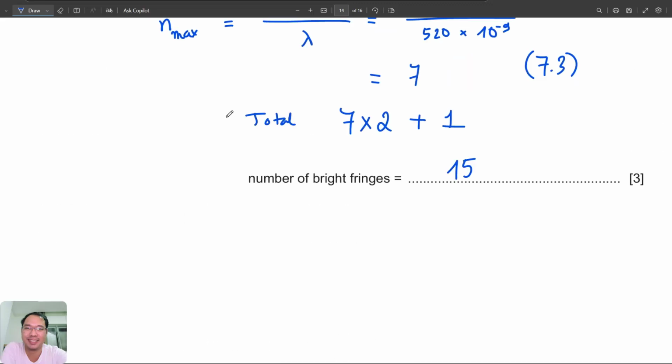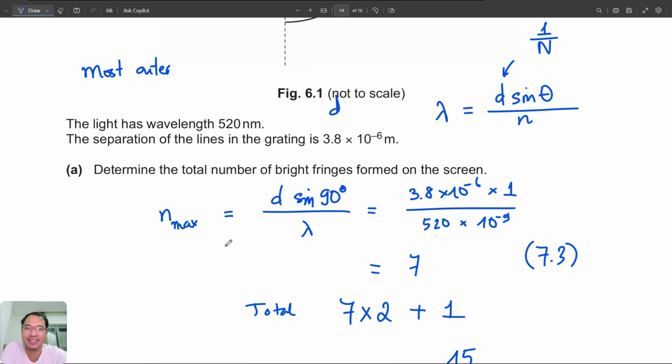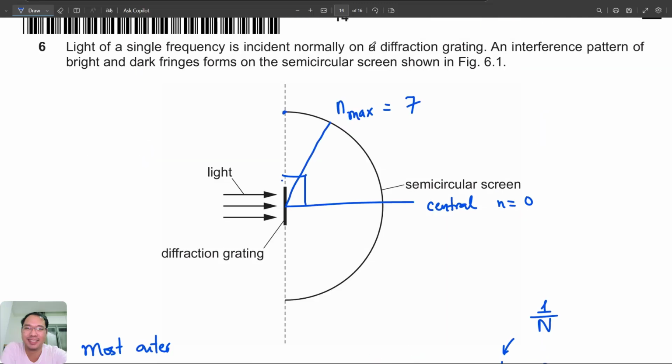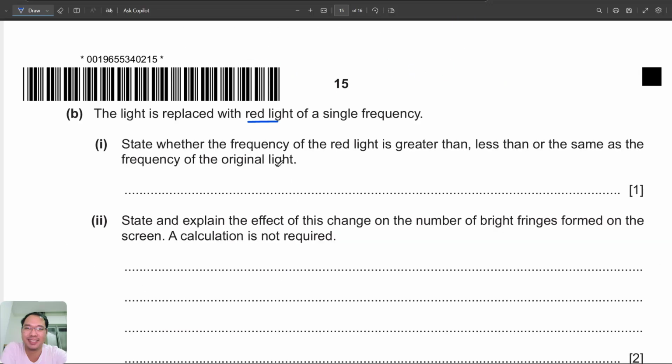So what was the initial color or the wavelength that we used? 520. The 520 is like the yellow color. It is not stated in the problem here, but I think this number 520 is the yellow color, which is shorter than the red line. The red line wavelength is about 700 nanometer or 650, something like that. So which means that the red line here has a lower frequency compared to the yellow line.